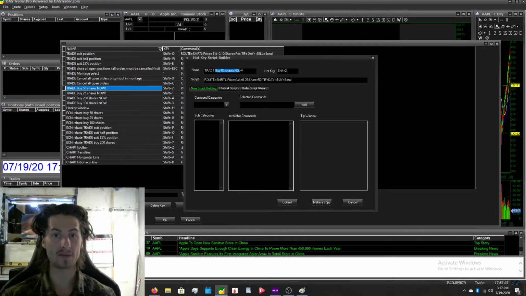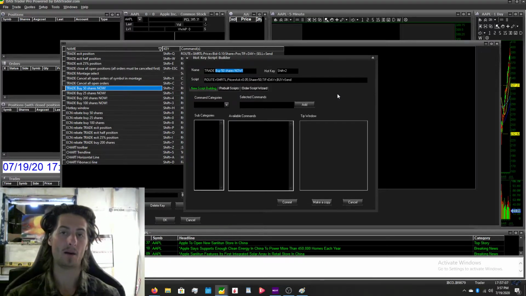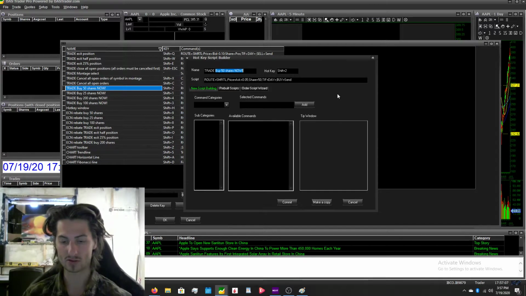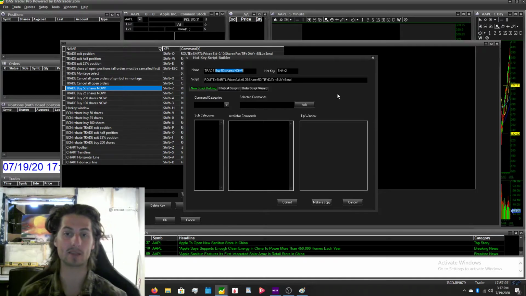Trade, buy 50 shares now. So that means I want to get filled right now. And in order to do that, there's two choices. You can either do a market order or you can do a marketable limit order that is executed above the bid-ask spread.